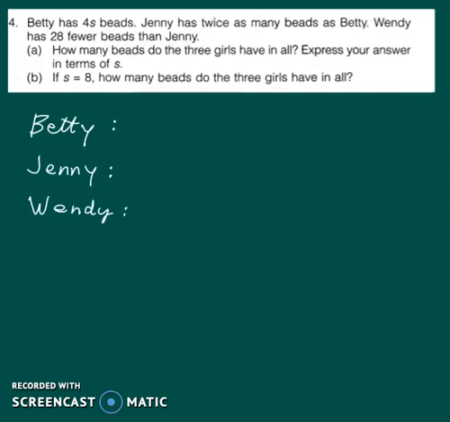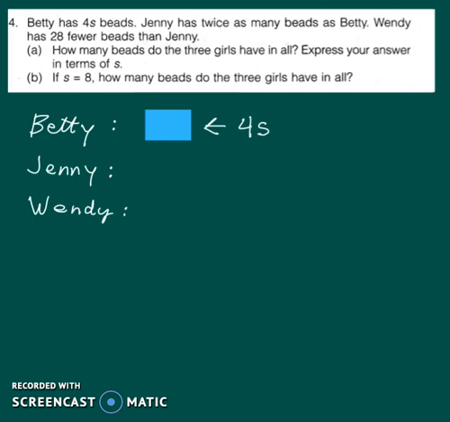So Betty has 4S beads. Do we know how many beads 4S beads is? Not yet, but let's use a block to represent that number. So let's let this blue block here represent 4S beads. That's how many beads Betty has.